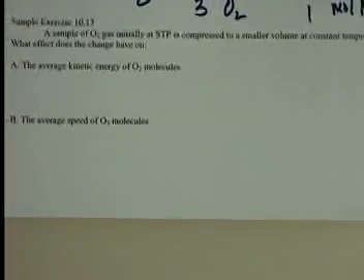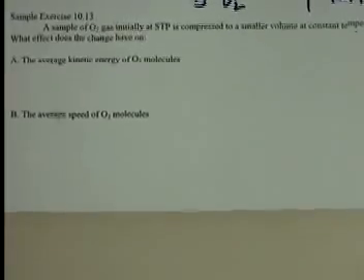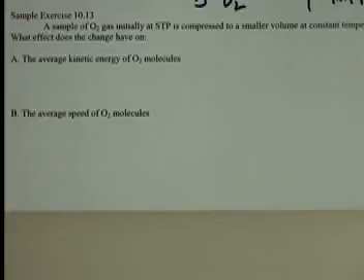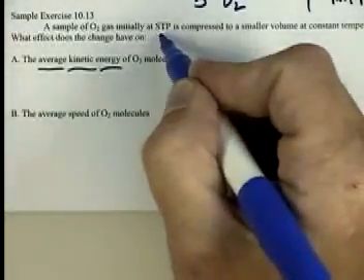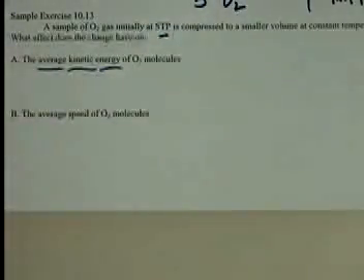Let's go back here to sample exercise 10.13, and I'll zoom in just a little bit on this. It says in sample exercise 10.13, a sample of O2 gas initially at STP is compressed to a smaller volume at a constant temperature. What effect does the change have on the average kinetic energy of the O2 molecules? Well, we compressed it to a smaller volume. We did not change the temperature. And we did not change the number of moles of gas at all. And since we didn't change the temperature, temperature is directly proportional to kinetic energy. And so the average kinetic energy is unchanged.